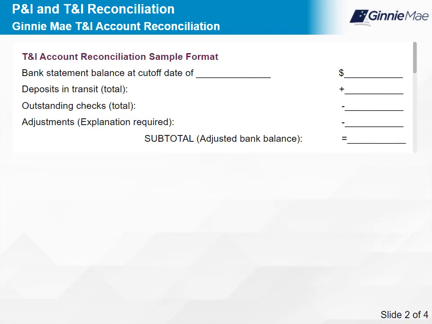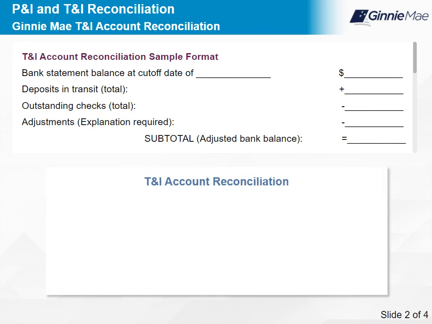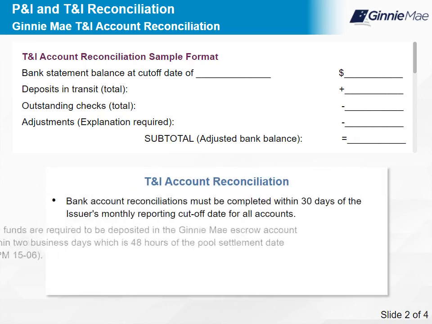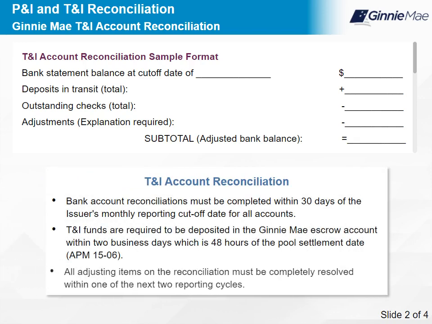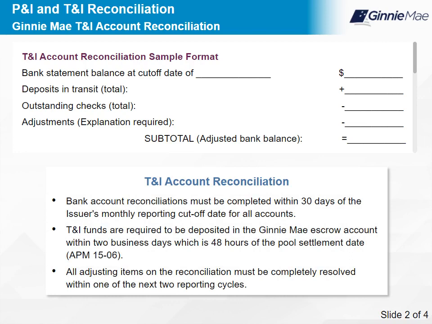Use the scroll table to review a sample format of the T&I account reconciliation. Most issuers build this form in Excel. Just like the P&I reconciliation, the T&I bank account reconciliations must be completed within 30 days of the issuer's monthly reporting cutoff date for all accounts.